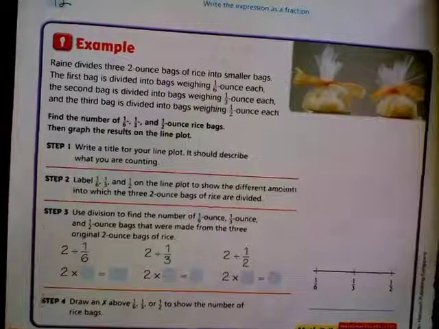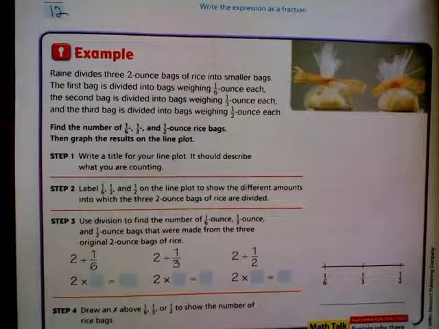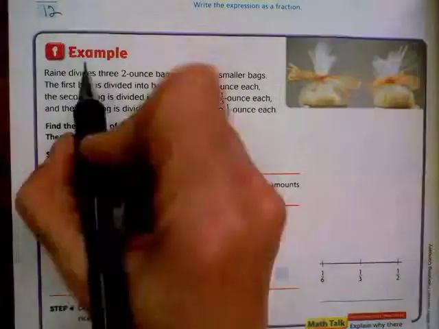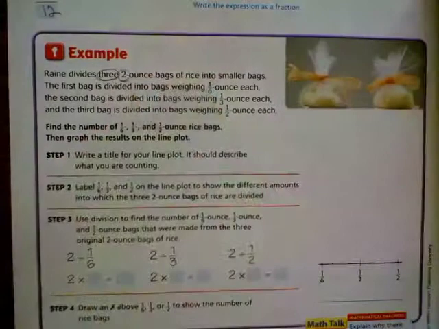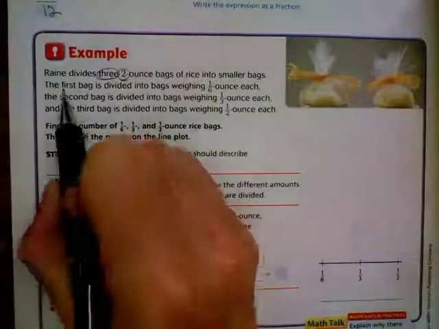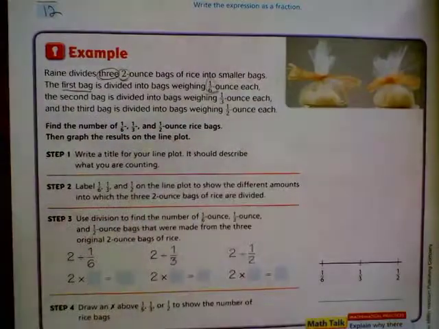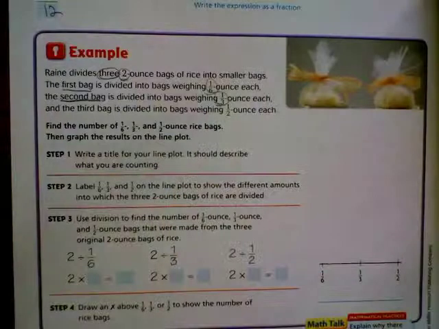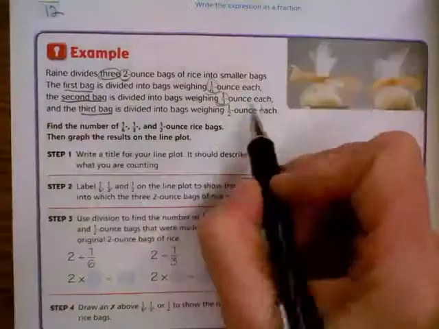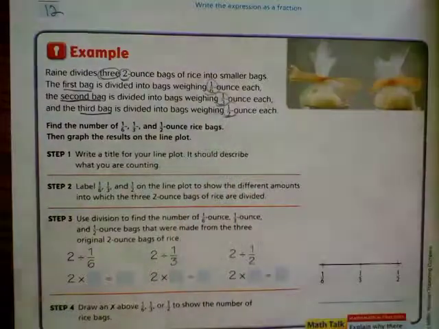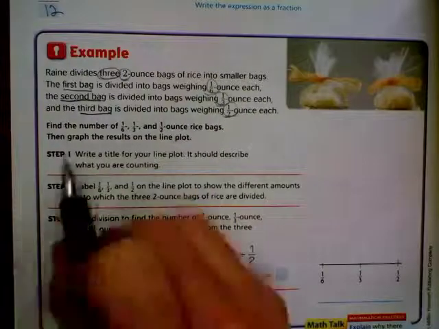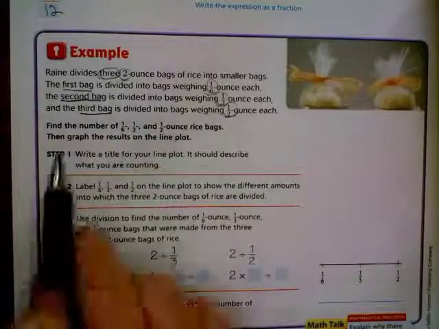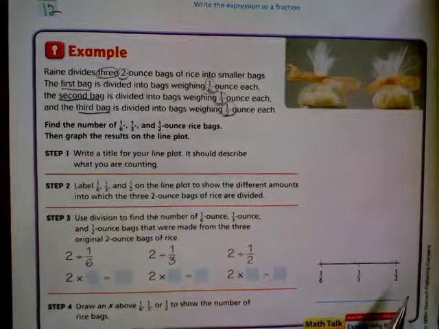An example that we have for our story problem: they divide 3 2-ounce bags of rice into smaller bags. The first bag is divided into bags weighing 1/6 ounce each. The second bag is divided into bags weighing 1/3 ounce each, and the third bag is divided into bags weighing 1/2 ounce each. So we're going to find the number of 1/6, 1/3, and 1/2 ounce rice bags, and then graph the results on the line plot.